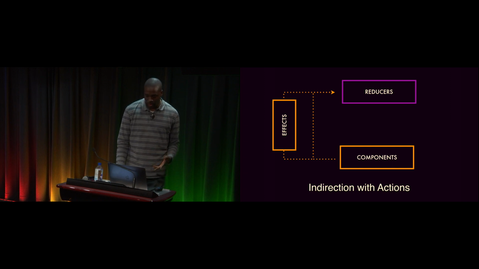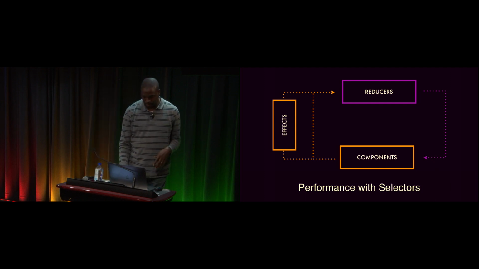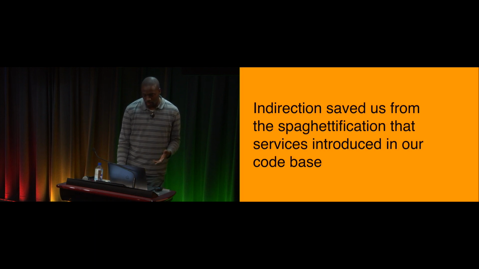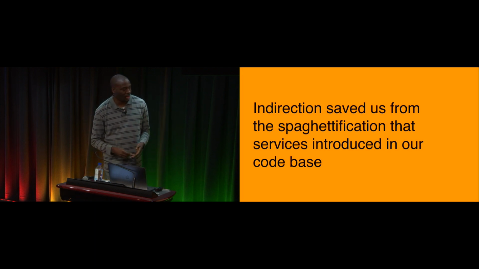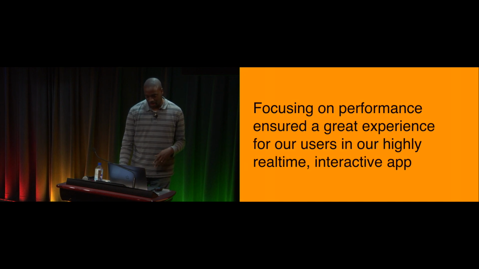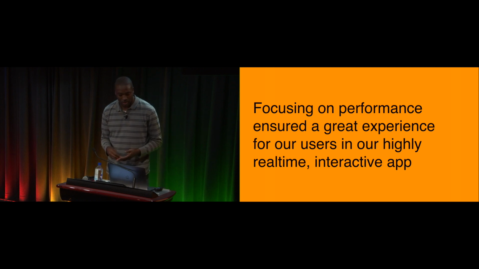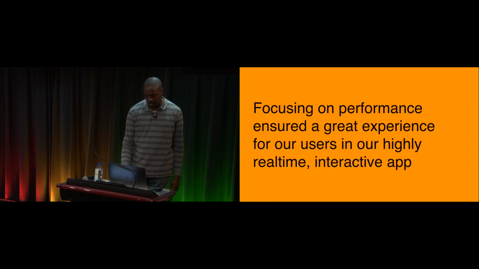The other part of it is performance with selectors. And selectors are the way that you get data out of the store. So the indirection saved us, like I said, from the spaghettification, which I don't even know if that's a real word or not, that was being introduced in our code base. So being able to isolate those things, we were able to focus on performance and ensure a great user experience for our users in this real-time interactive app.